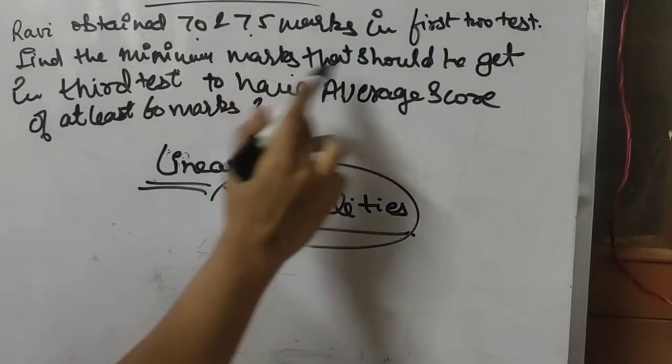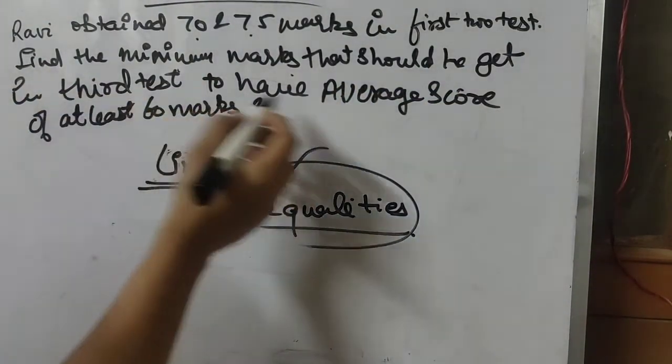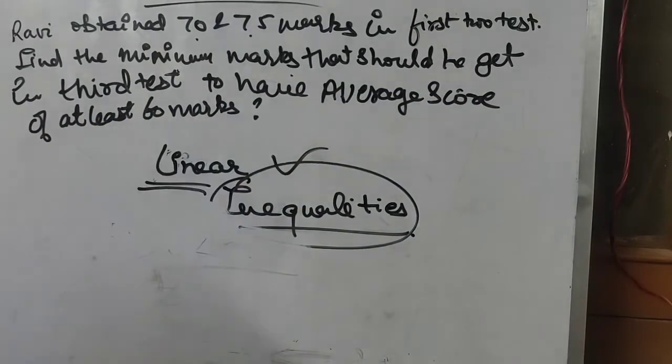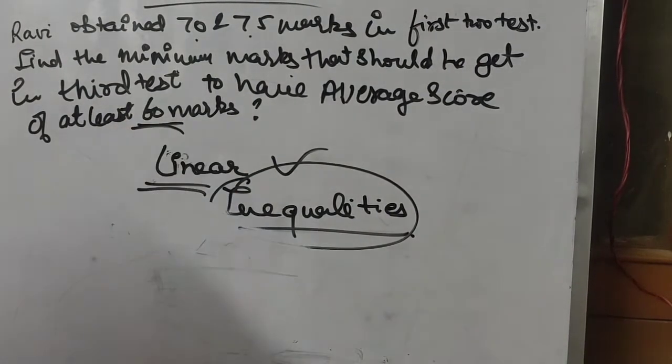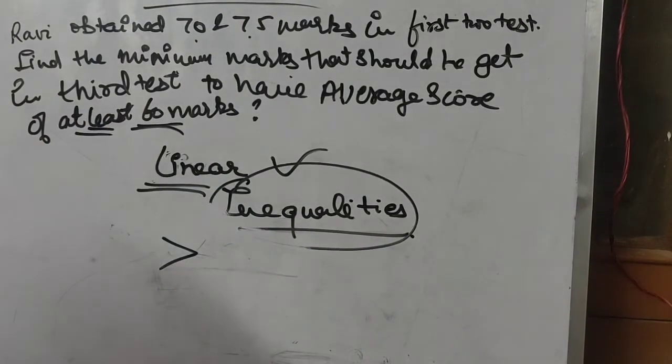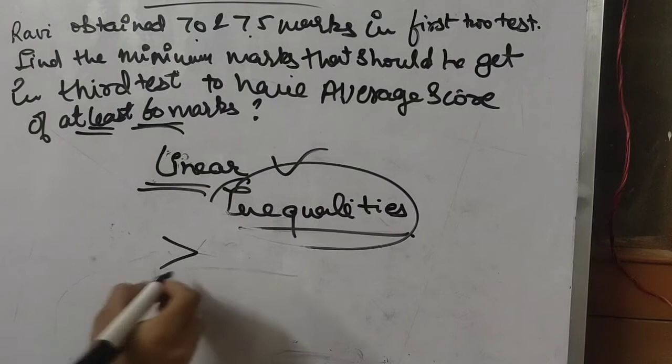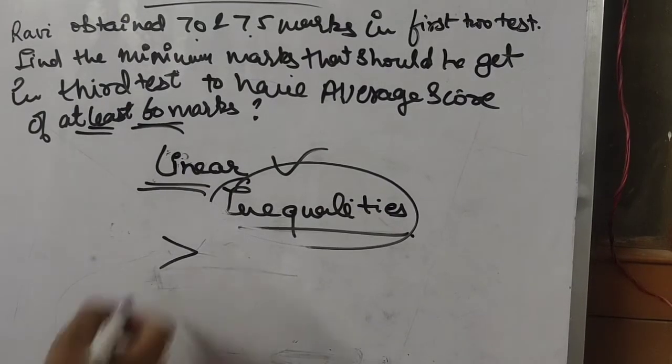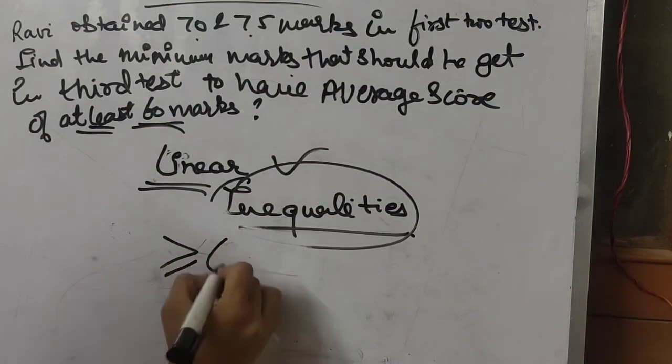Find the minimum marks that he should get in the third test to have an average score of 60 marks. So how do we solve this? We need to make an equation such that our minimum marks should be greater than 60. We are given that it is at least, so we will be using greater than or equal to 60.